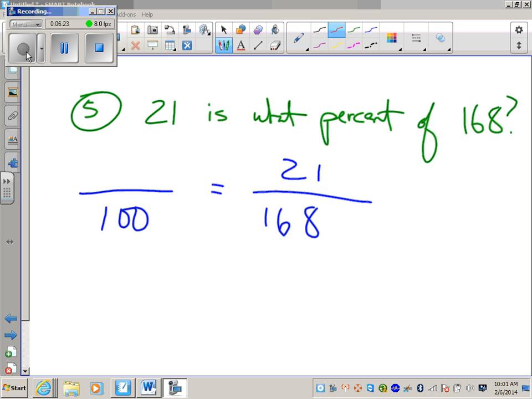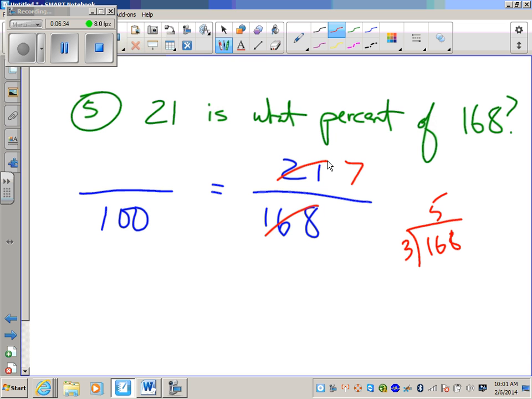168 is 15. That means they're both divisible by 3. So if we started there and said, okay, 7, well, I don't know what 168 is by 3, but it won't take me long to figure it, right? So 56. And now when you get 7 and 56, you say, oh, that's easy. That's going to be 1, 1/8.